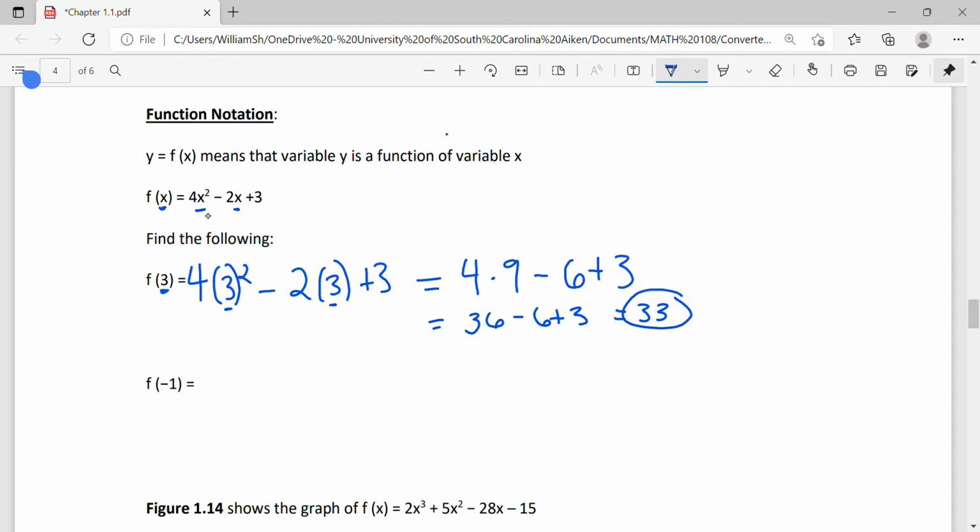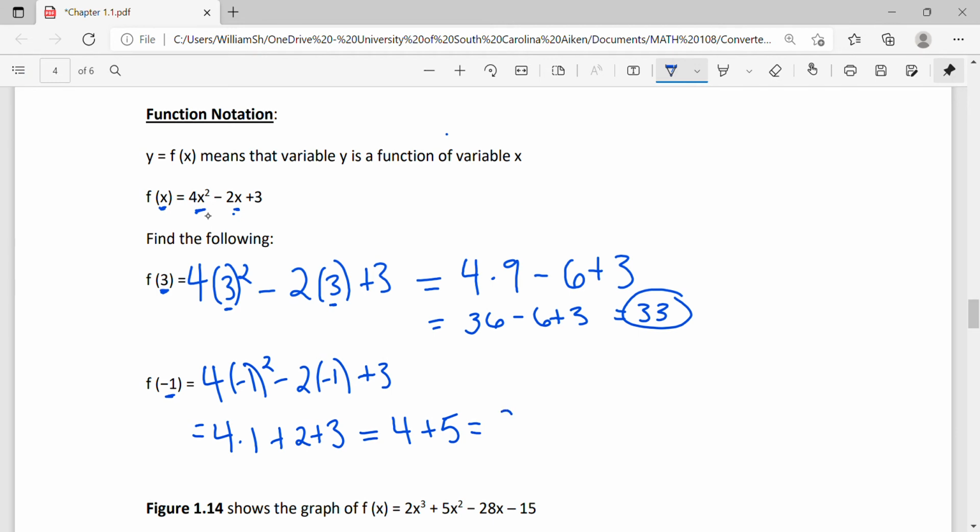Now, I'm going to do the same thing with negative 1. Everywhere that I see an x in this original equation, I'm going to put in negative 1. So I'm going to go 4 times negative 1 squared minus 2 times negative 1 plus 3. Okay. Now, negative 1 squared is positive 1, so I get 4 times 1. Negative 2 times negative 1 is positive 2 plus 3. 4 times 1 is 4, plus 2 plus 3 is 5. 4 plus 5 is 9. And I'm done. It's pretty simple.